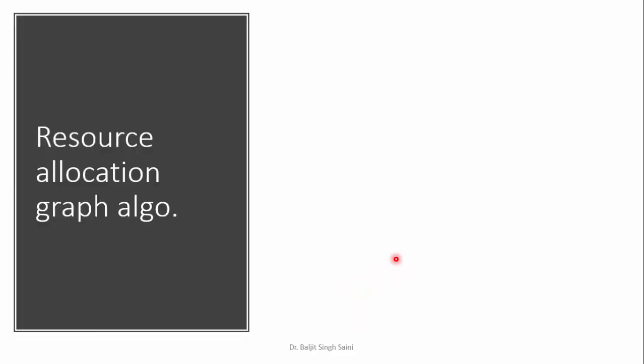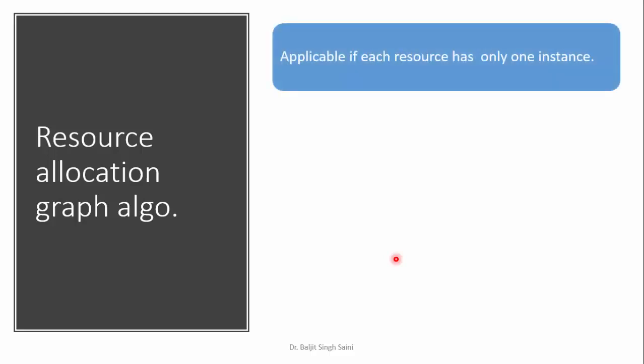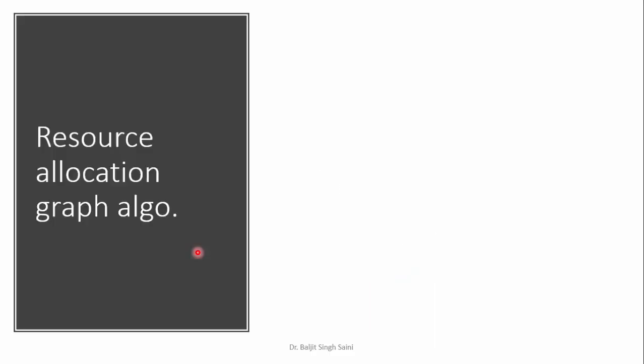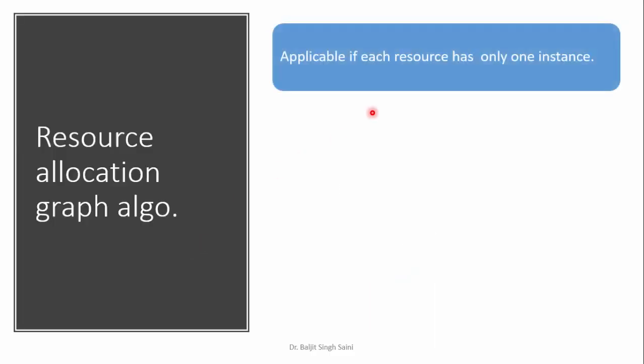Resource allocation graph can also be used for deadlock avoidance, but the important point to note is that it is applicable only if each resource has only one instance. So in the previous example, I showed you that R1 has two instances. If this is the case, then you cannot use resource allocation graph for deadlock avoidance. So always remember, it can be used only if each resource has one instance only.